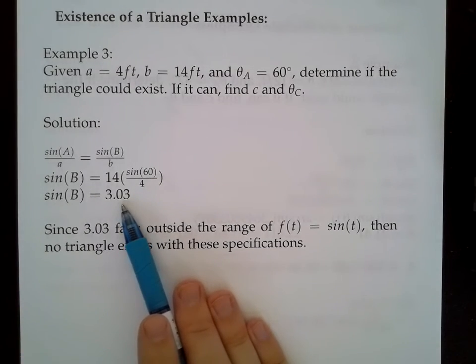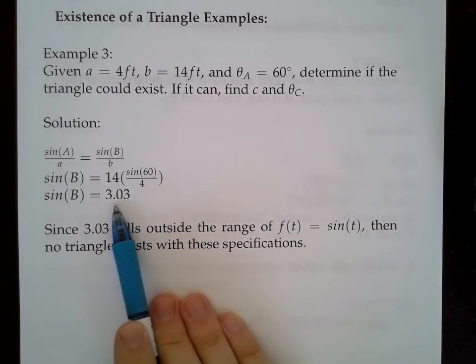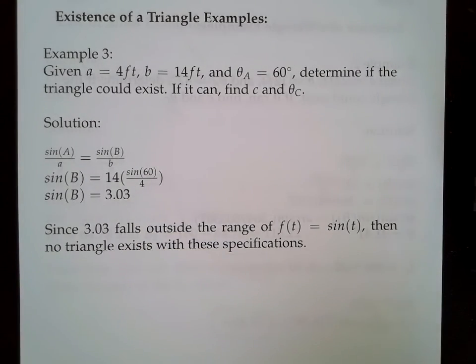Again, this is going to fall outside the range of sine because the range is from -1 to 1, or this is also going to fall outside the domain of my arcsine. So because of that, this triangle is not going to exist in my very first step.